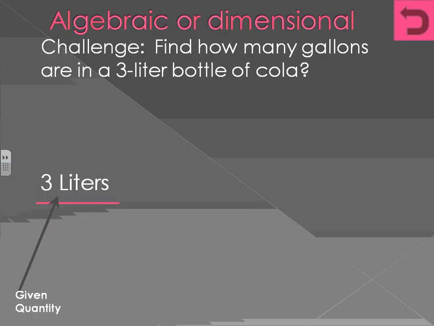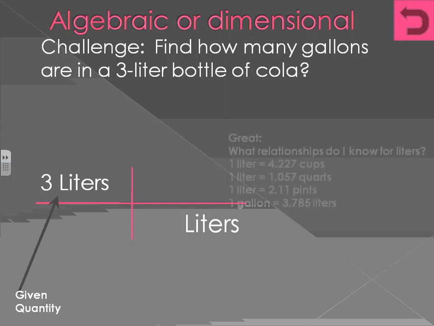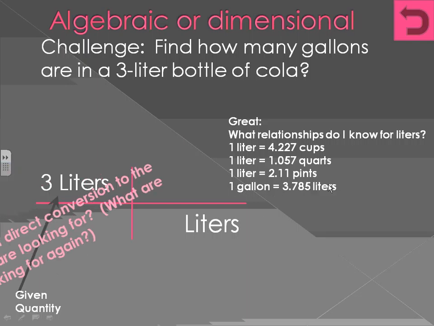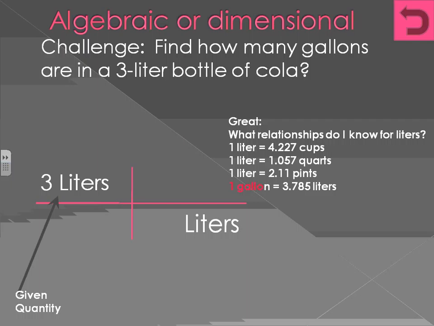So take the 3 liters, put your known on the top of the fraction bar. How are you going to cancel liters? Well, put it on the bottom. What do we want? We want gallons, and do we have something that goes directly from liters to gallons? Yeah. So let's go ahead and fill it in. All right, we see that 1 gallon is 3.785 liters. Yeah, and then all we have to do is just fill it in.